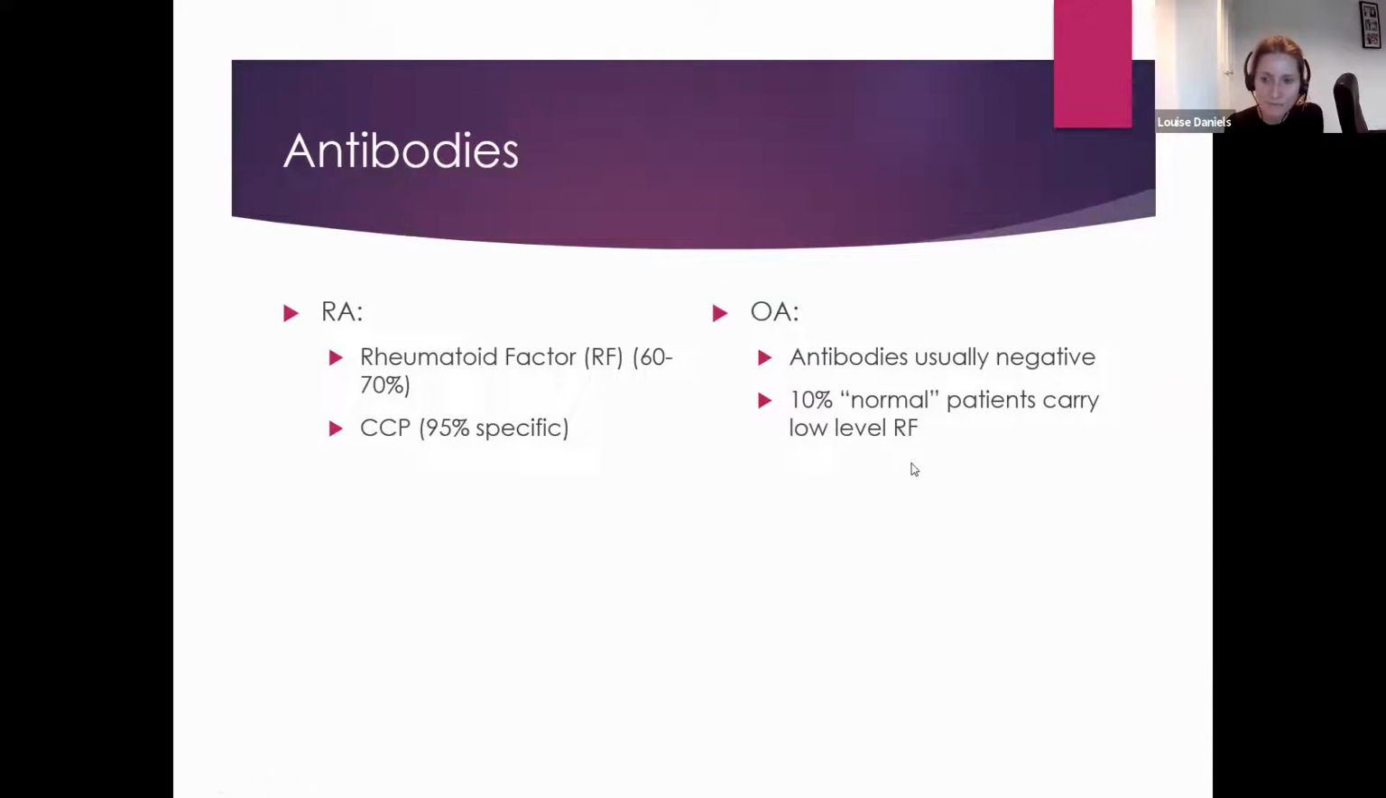Antibodies are usually negative in osteoarthritis, but do remember that about 10% of normal people can carry low levels of rheumatoid factor. So if everything else looks like osteoarthritis and they've got a low level of rheumatoid factor, it probably doesn't mean anything. It's a false positive finding.